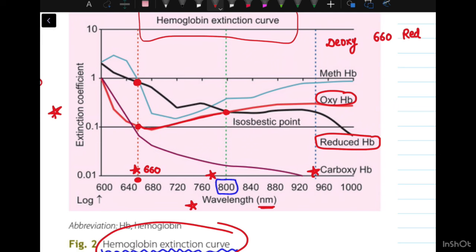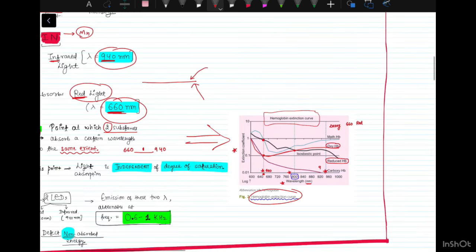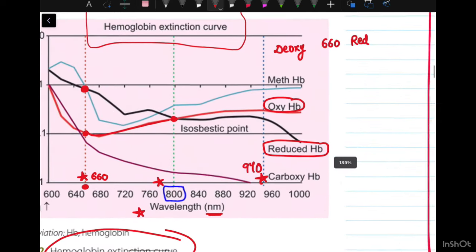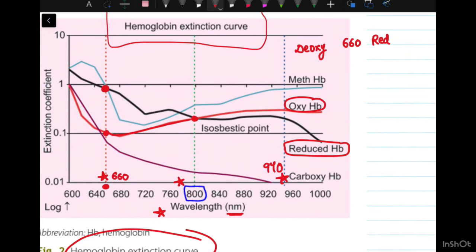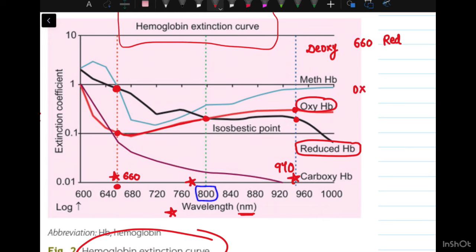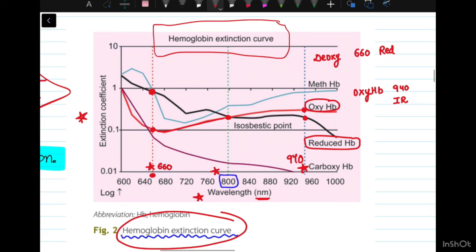And if we talk about this point, this is the 940 nanometer. Now at this 940 nanometer, you can see the black line is below and the red line is above. So this red line above means higher extinction coefficient. So the oxyhemoglobin absorbs the 940 wavelength, which is nothing but the infrared light. So this curve shows why oxyhemoglobin is absorbing the infrared and why deoxy is absorbing the red light.